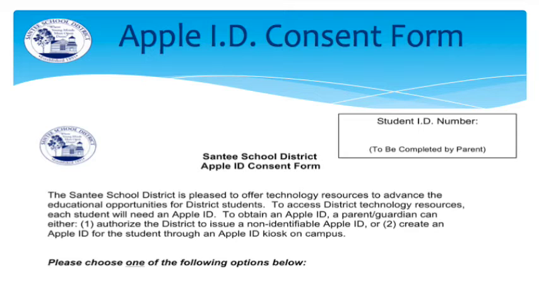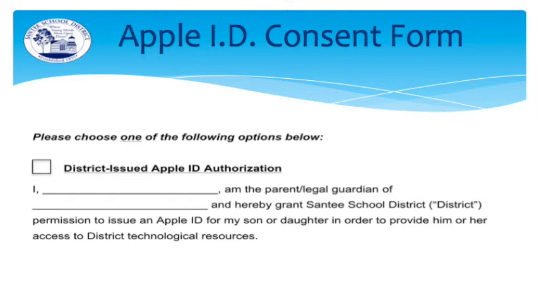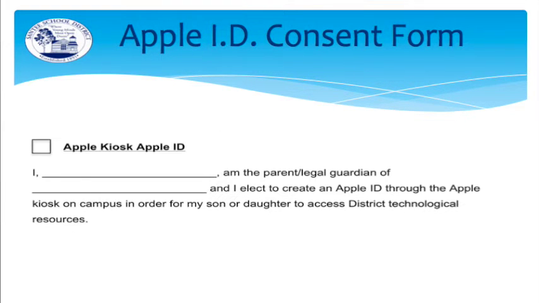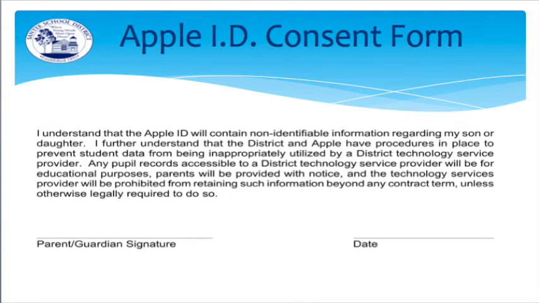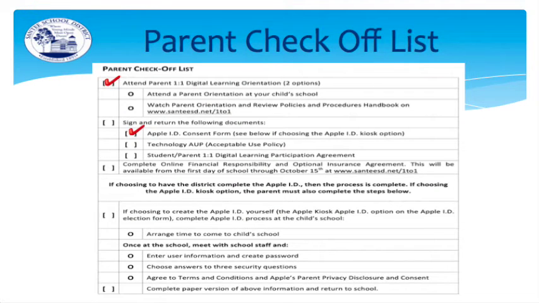In your packet, you should have a document that looks like this. As the form states, you have the option of either giving us permission to create the Apple ID, or you may do it yourself. If you choose to give us permission to issue the Apple ID, you fill out this portion of the form. If you would rather do this step yourself, you fill out this portion of the form and then complete the additional steps which I will review in Part 3 of this orientation. Either way, you fill out the bottom portion of the form and return it to the school. Once the Apple ID consent form has been completed and returned, we can continue to move down the list.